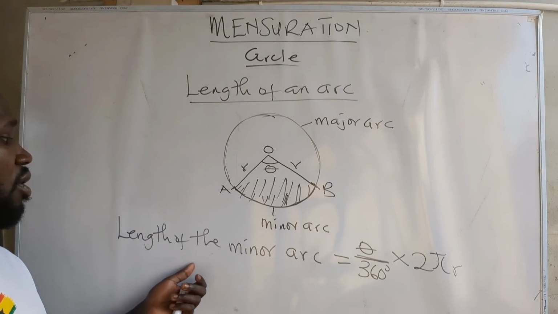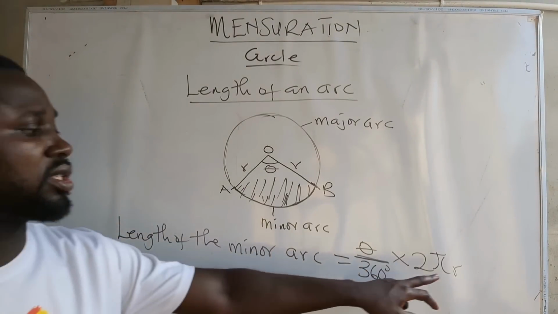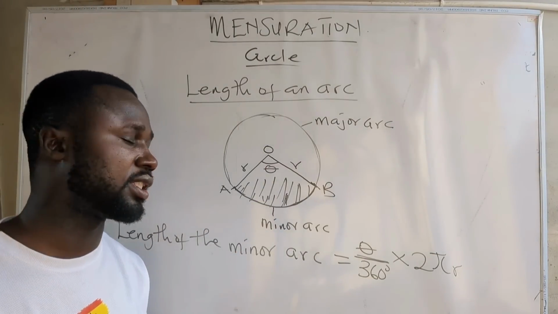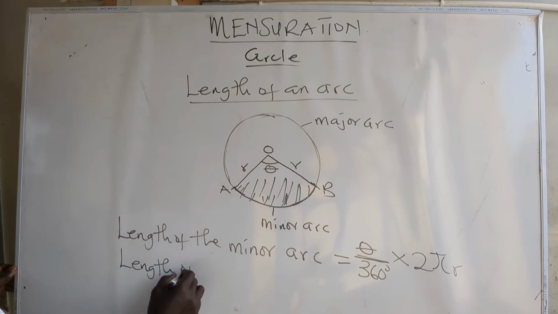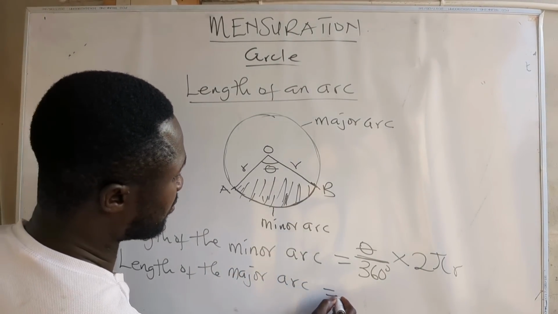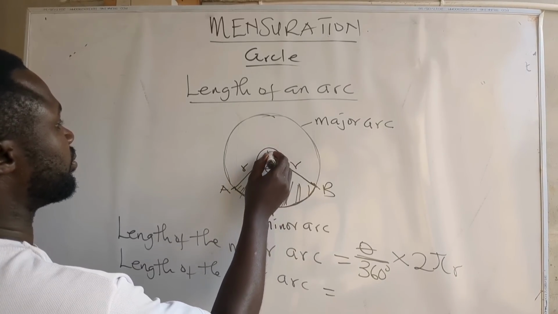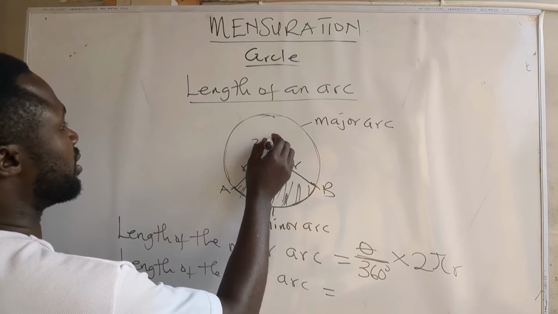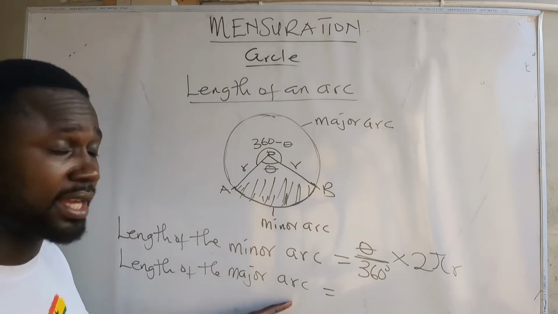So the length of the minor arc here is theta over 360 times 2 pi r, because 2 pi r is the circumference of the circle. Okay, let's look at the length of the major arc. So if here is theta, then what angle will be here? The angle around a point is 360 degrees. So if here is theta, this here will be 360 minus theta. So the angle of the major arc is 360 minus theta.